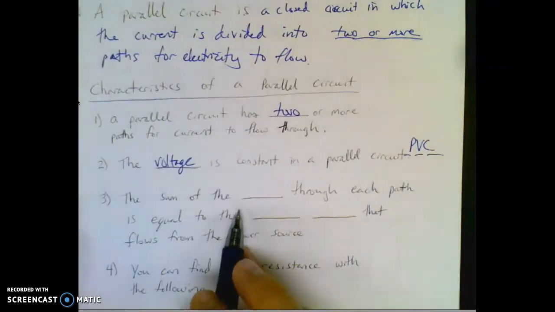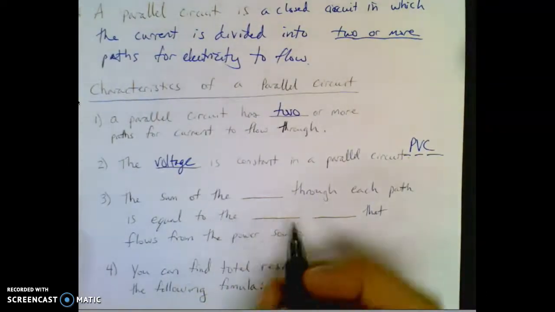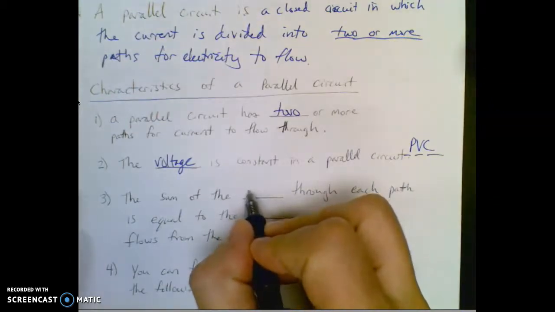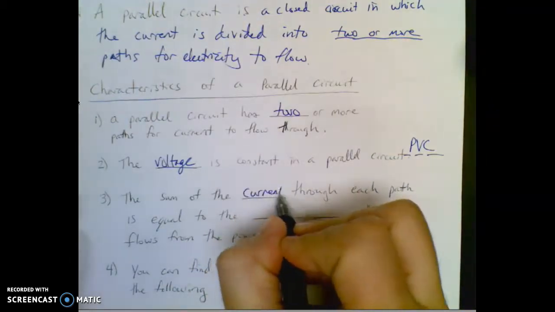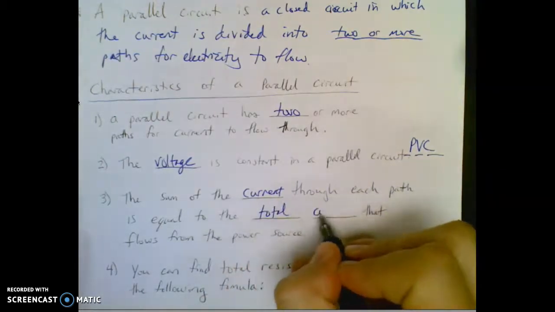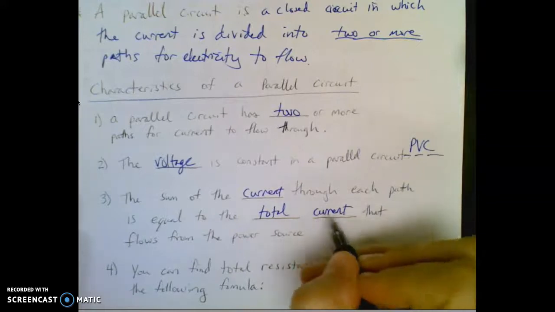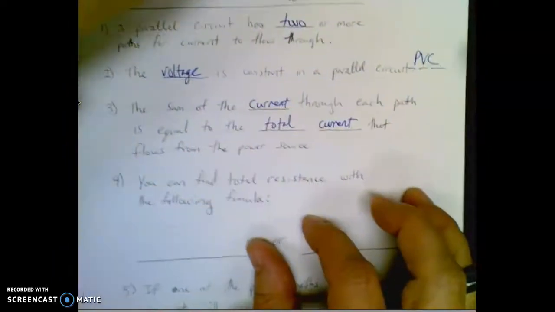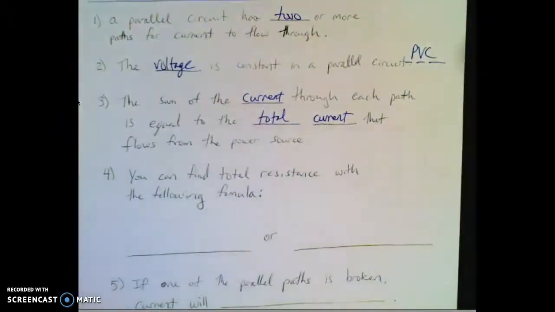And then the sum of the current through each path is equal to the total current. So kind of like in series, you'd say the sum of the resistance equals your total resistance. Well, here the sum of the current is the total current. So it kind of flip-flops everything.